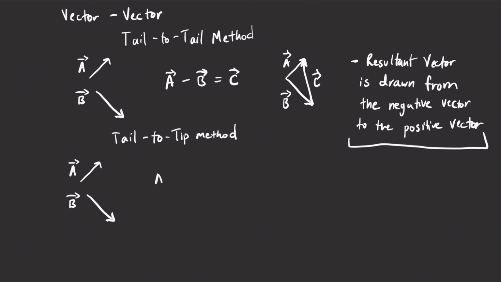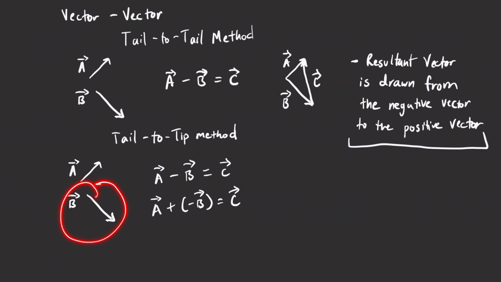And let's go ahead and take another look at this equation. What we can actually do is rewrite this as a plus negative b equals c. So by assigning the negative sign to b, we're essentially reversing the direction of the b vector.